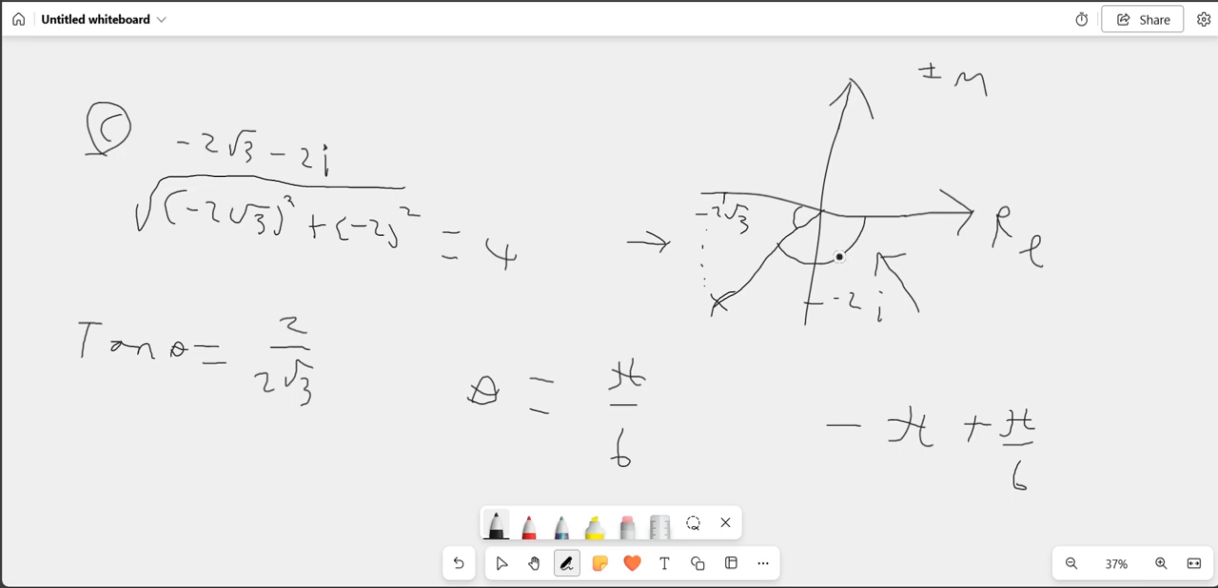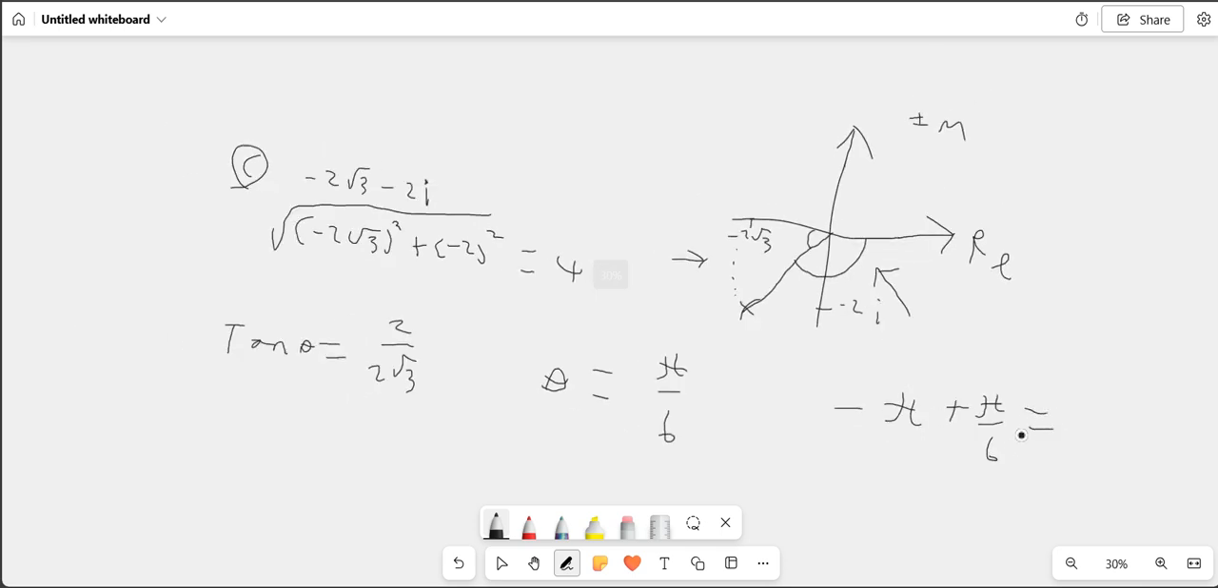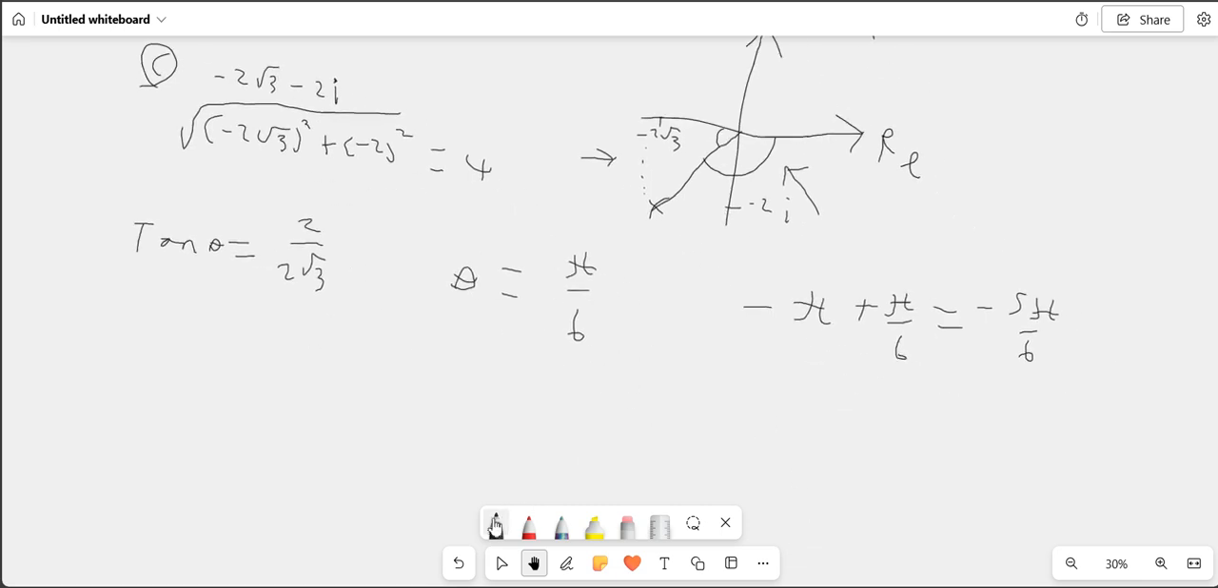To find the rest of it, it's going to be minus pi plus that little part there, and then it will give me that big angle. So minus pi plus pi over 6 is going to be minus 5 pi over 6. So that's the final answer here. It will be 4e, because 4 is r, so 4e to the minus 5 pi over 6 i.